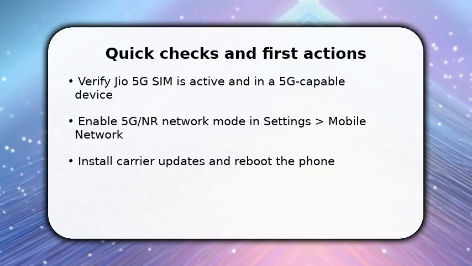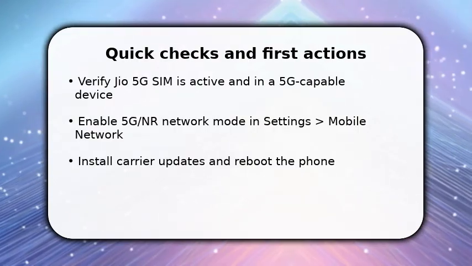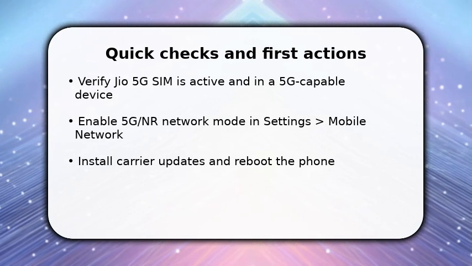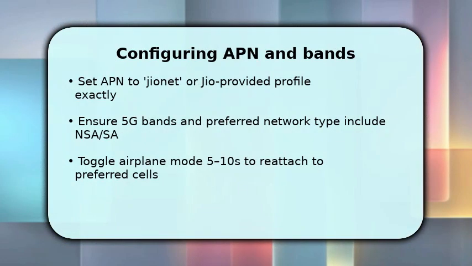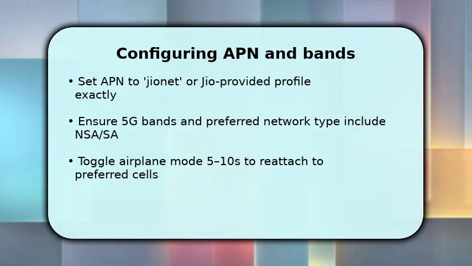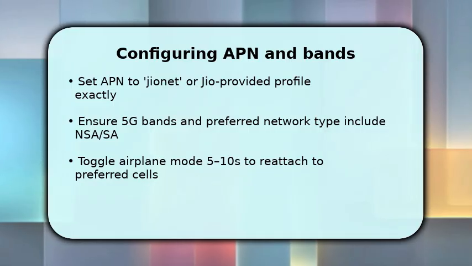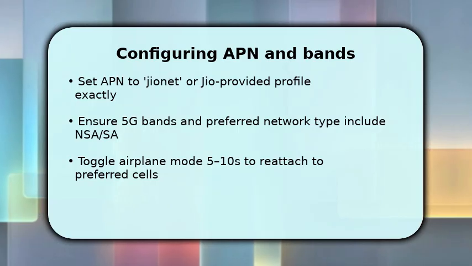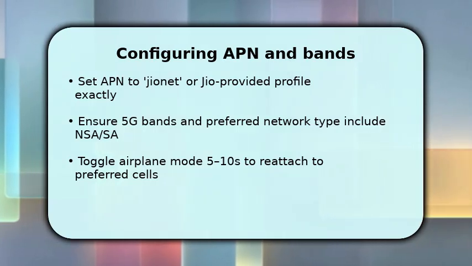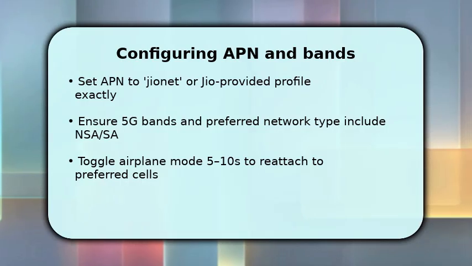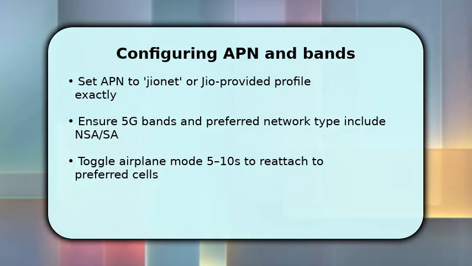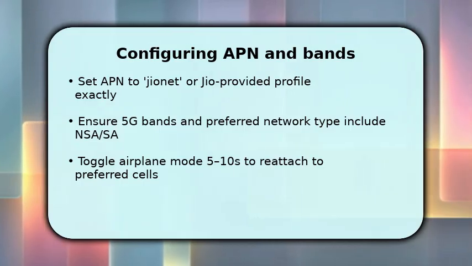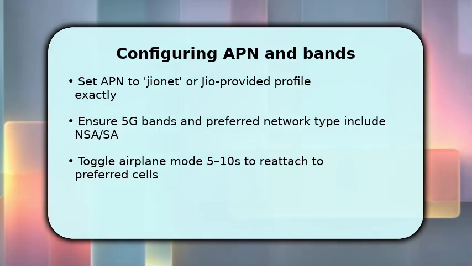Restart the phone after updates to force a fresh network attach, and watch the status icons as the device negotiates with the tower. You now handle the middle, deeper steps. Open access point names and confirm the APN matches Jio's profile, because an incorrect APN can block data even when you see 5G. Then verify your phone allows the necessary 5G bands and the preferred network is set to allow 5G NSA or SA. Phones may default to LTE only.